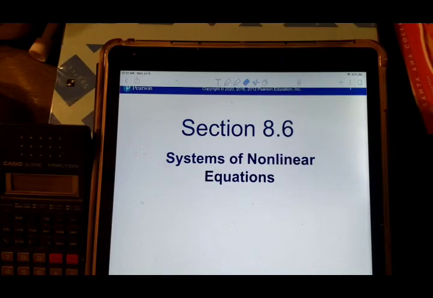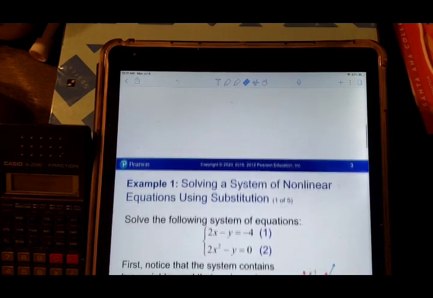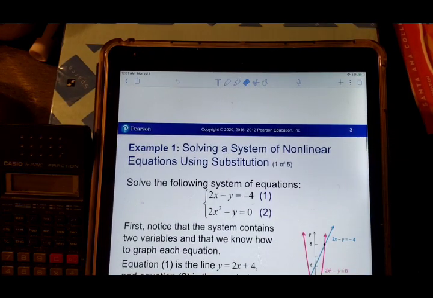Welcome to 8.6, Systems of Nonlinear Equations. So for us, when they say systems of nonlinear equations, one of them might be linear. Here's an example.